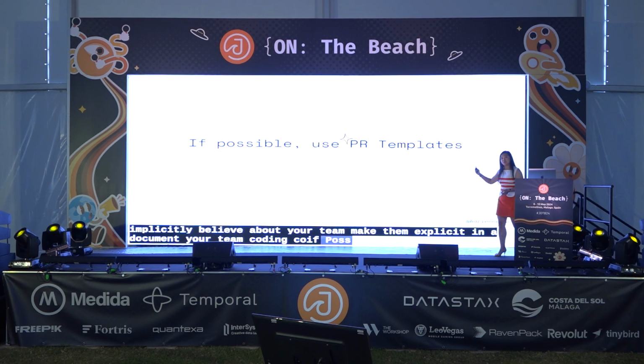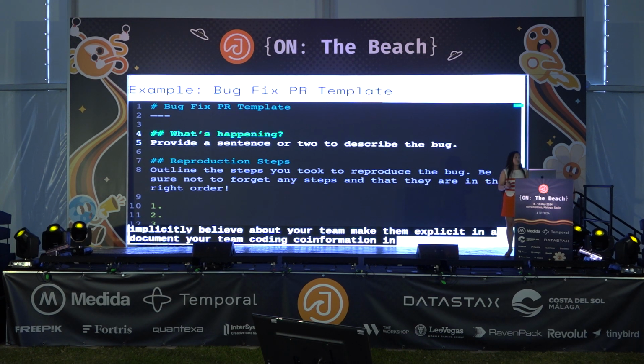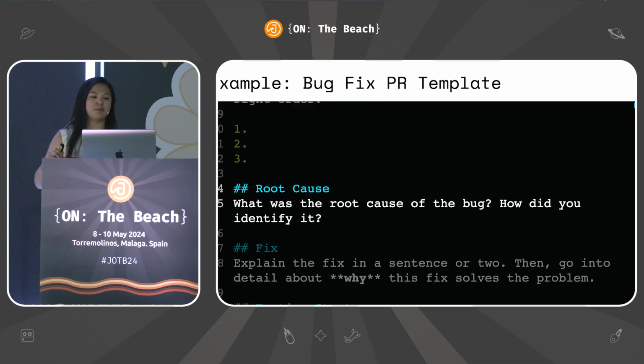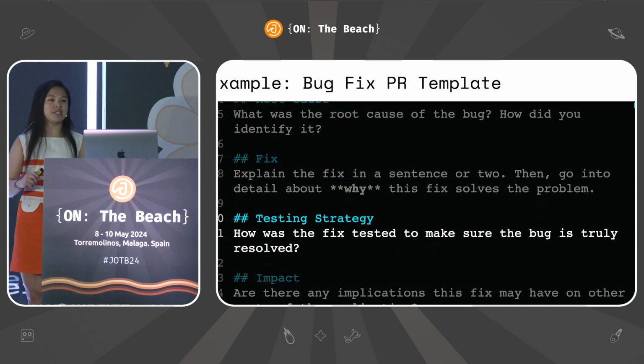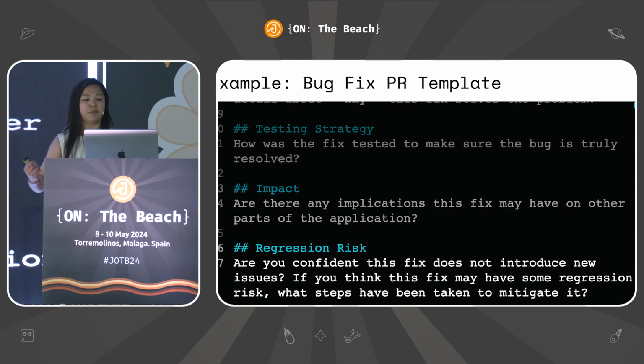If possible, use PR templates. For example, help the author put all of that information in there. For a bug fix, what are the reproduction steps? What is the root cause? What's the fix? This is an example template of what you might ask the author to add in the PR if they were sending up a bug fix.